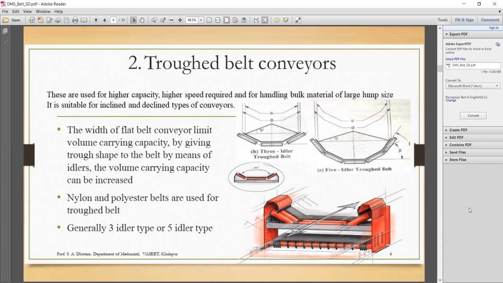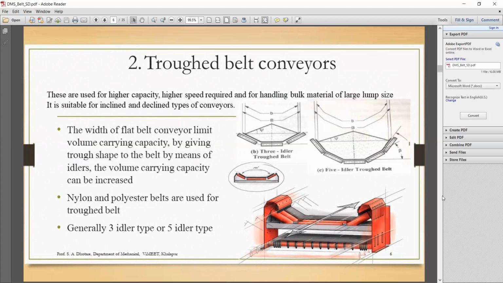The troughing shape we need to give to the belt means that we need to adjust the idlers at a proper angle, which is shown by beta. Idlers can be maintained at such an angle that they create a cup shape. Consider a material like grain, which is not possible to convey over a flat belt.